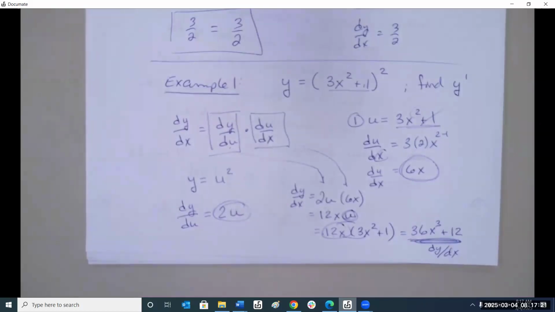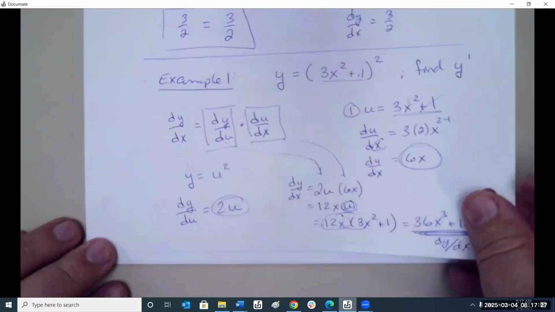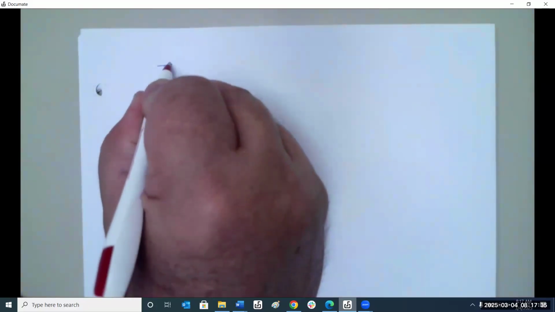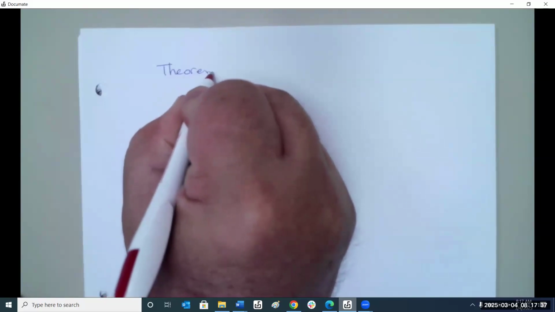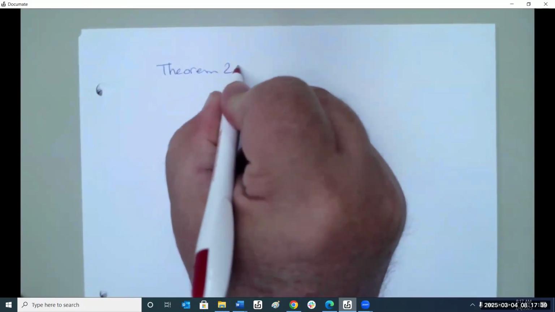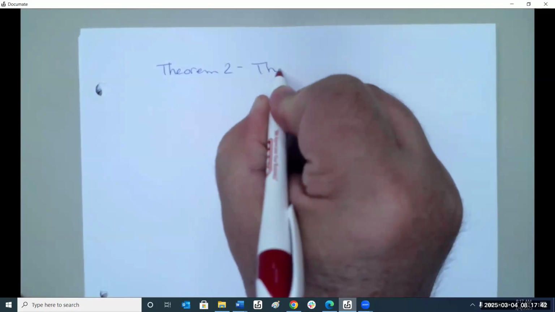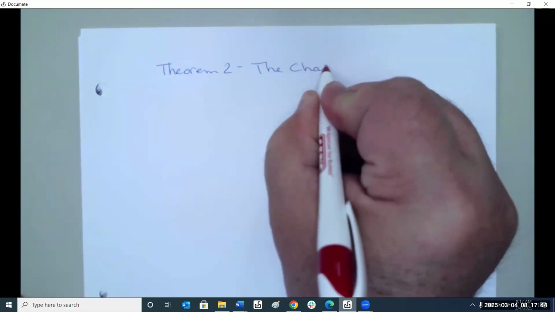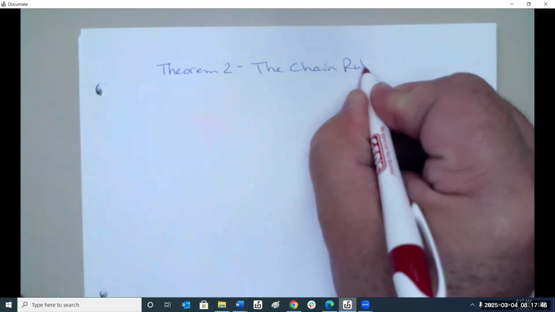We're right now constructing it. So we're going to show shortcuts to this that will be much easier much later on. I'm going to show you shortcuts for this in a little bit. So here's the theorem: the chain rule.